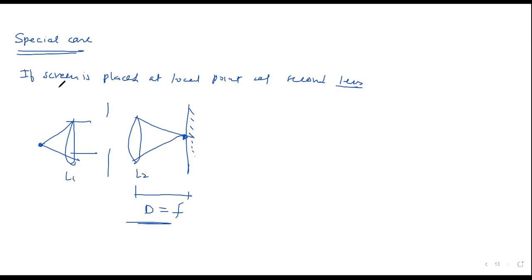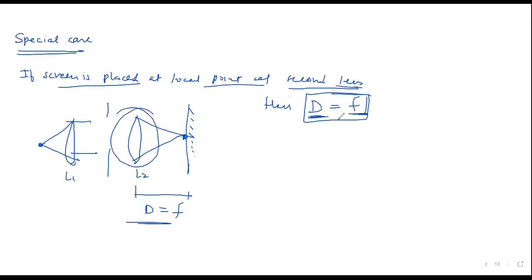What happens if the screen is placed at the focal point of the second lens? The distance D is simply equal to the focal length of the second lens. Yes or no? Yes. So all the formulas that you wrote, you can write in terms of the focal length of this lens instead of the screen distance. They say that the screen is placed at the focal point of a lens having focal length, suppose, 10 centimeter. So this distance D to the screen is simply equal to the focal length of this lens. Correct. So how will the formula get modified?